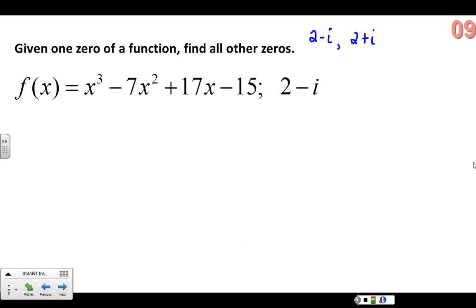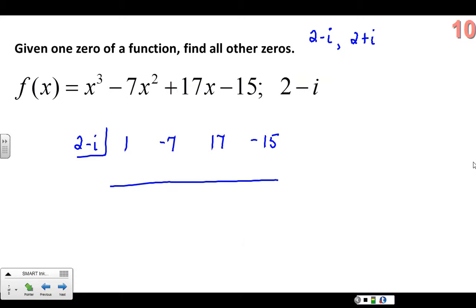So let's go through some synthetic division here. If I were to divide 2 minus i out of my polynomial, 1x cubed, negative 7x squared, 17x, and negative 15, this is going to be a little bit more difficult to do, but we can do this. If I bring the 1 down, 1 times 2 minus i would be 2 minus i. If I combine those, that's going to be negative 5 minus i.